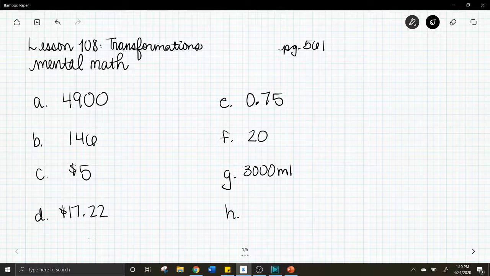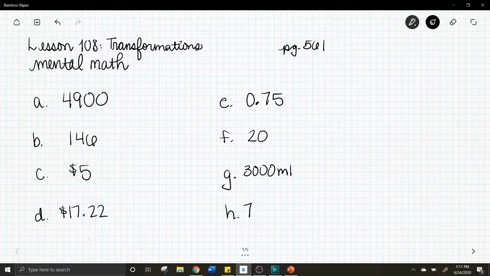And then letter H. We have 8 times 8 minus 4 divided by 2 plus 5 divided by 5 times 8 minus 1 divided by 5 times 2 minus 1 divided by 3. And your answer there is 7. All right, answer there is 7.